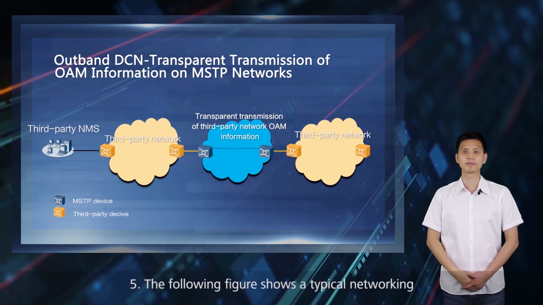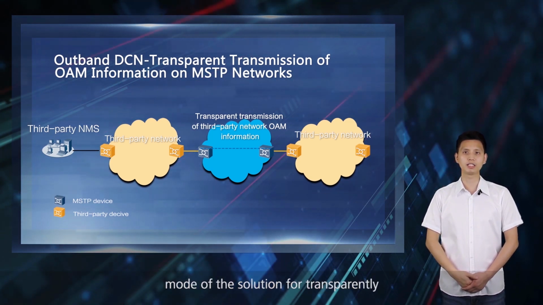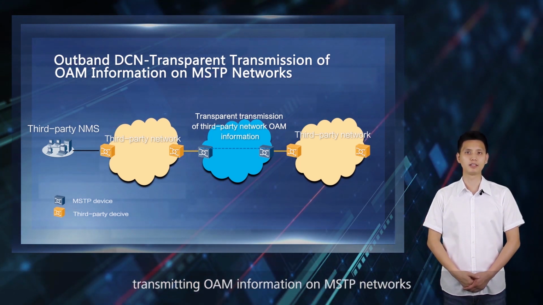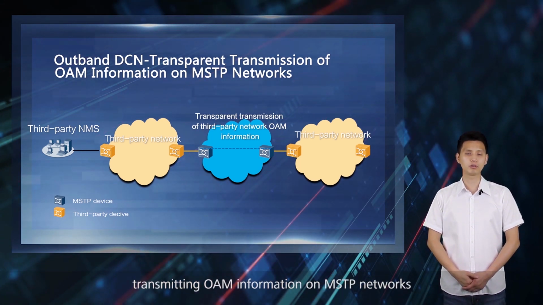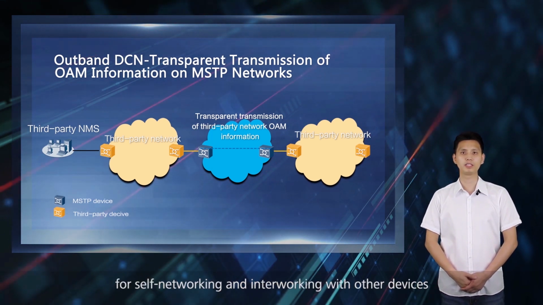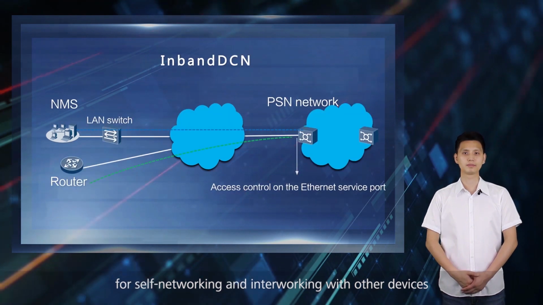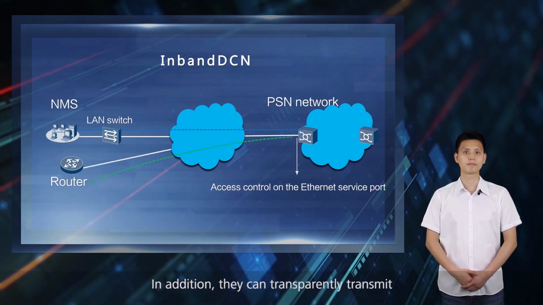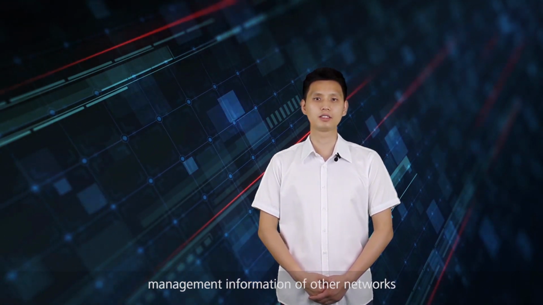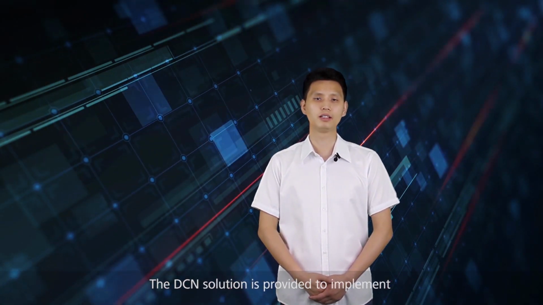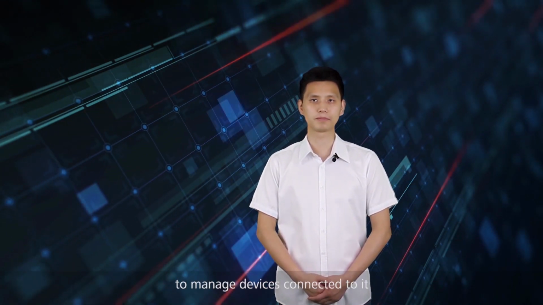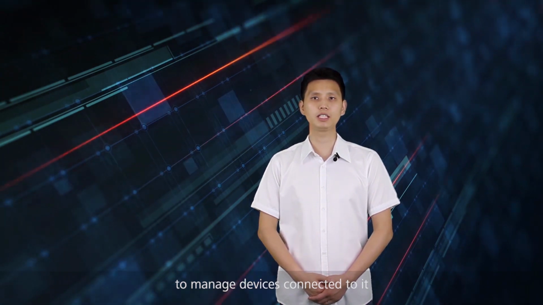5. The following figure shows a typical networking mode of the solution for transparently transmitting OAM information on MSTP networks. MSTP devices can use various OAM protocols for self-networking and interworking with other devices. In addition, they can transparently transmit management information of other networks. The DCN solution is provided to implement these two functions, enabling the NMS to manage devices connected to it.